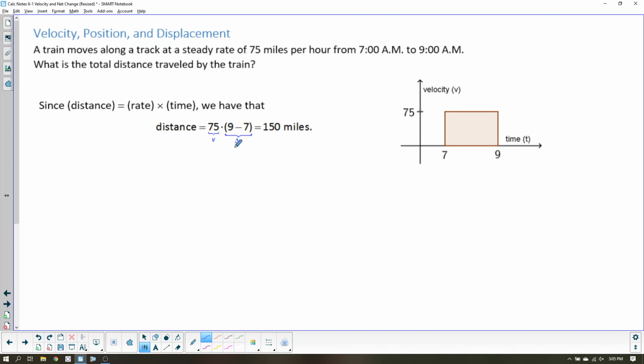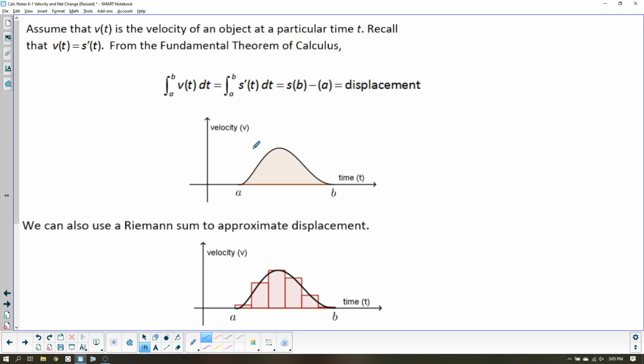We could represent that amount of time by delta T, a change in time, which is obviously 2 hours. So finding the distance traveled is just multiplying. In other words, we're finding the area of this rectangle. So same thing we've been doing. We'll skip the quick check for now.